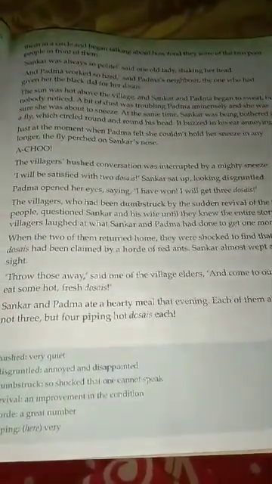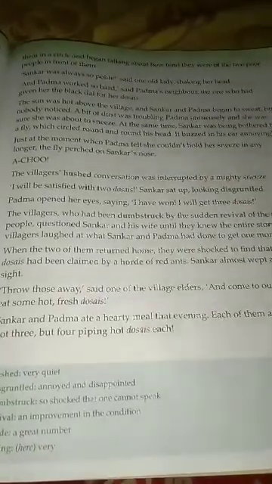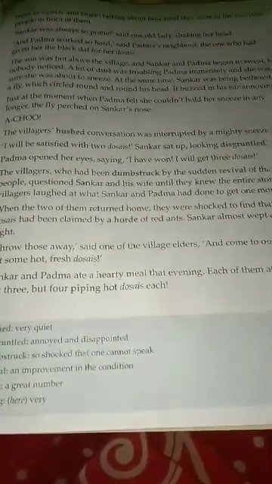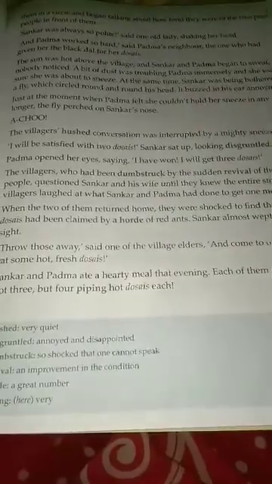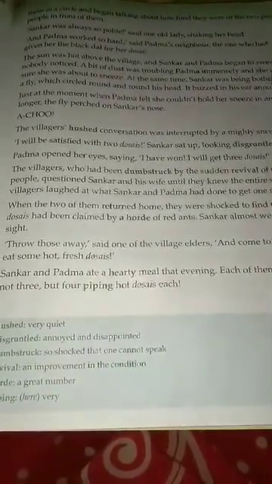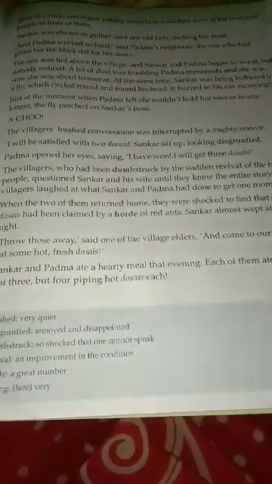Shankar and Padma ate a hearty meal that evening. Each of them ate not two, not three, but four piping hot dosas each. So both Shankar and Padma went to their neighbor's house, to that elder's house. They ate their stomachs full of dosa. They filled their stomachs, and each of them ate not two or three, each of them ate four dosas. Okay, so this was your story.